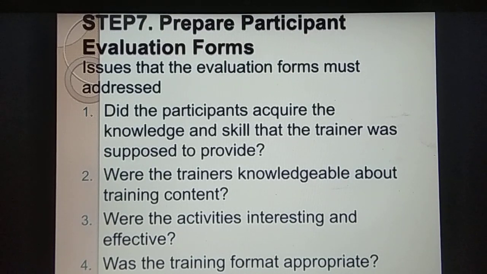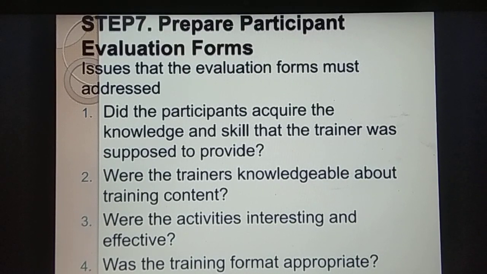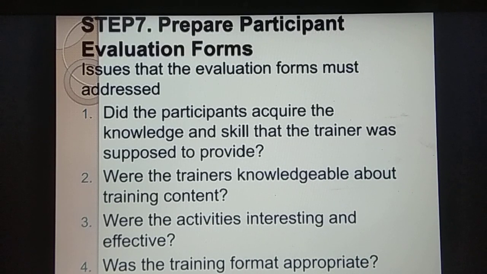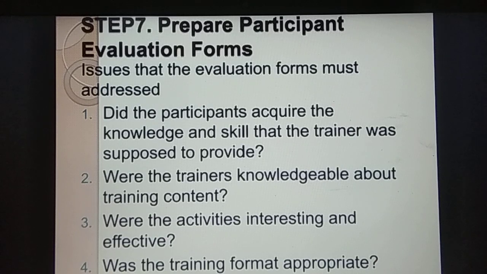Now step 7 is prepare participant evaluation forms. The evaluation forms must address: did the participants acquire the knowledge and skill that the trainer was supposed to provide, were the trainers knowledgeable about training content, was the activity interesting and effective, was the training format appropriate, is more training on these or related topics needed. This is step 7, for which we have included some evaluation forms.